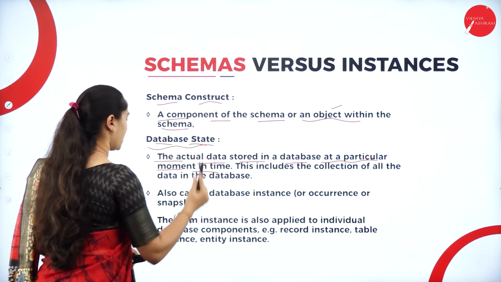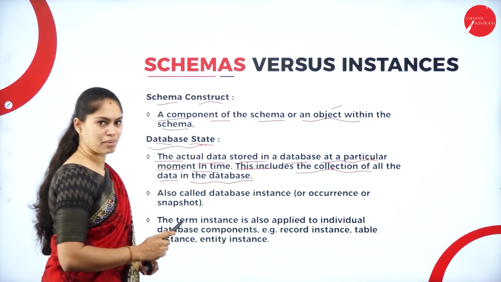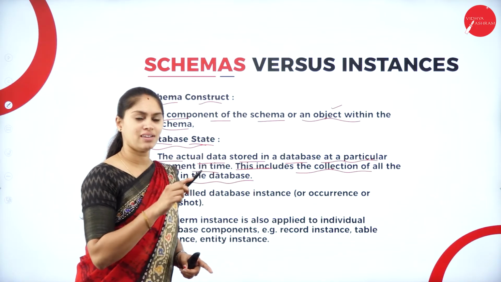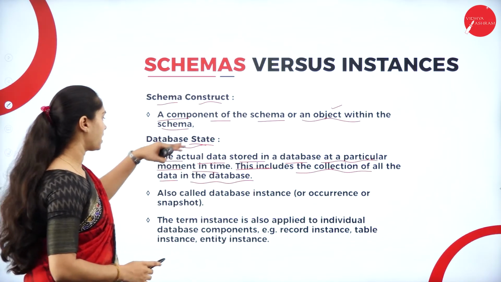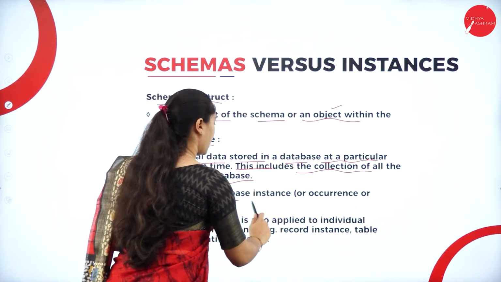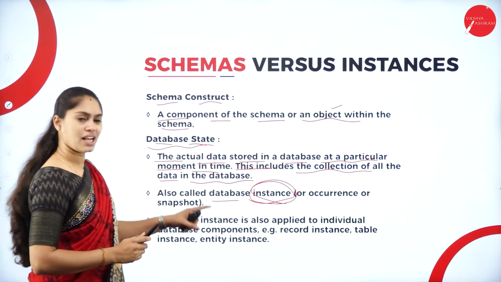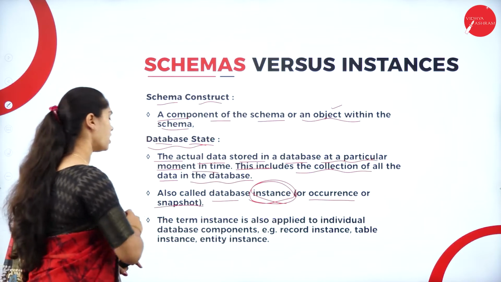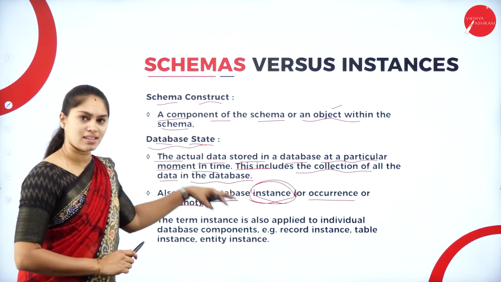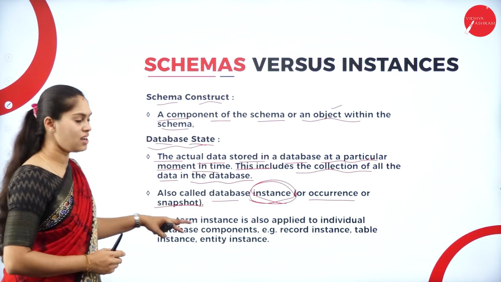We'll see the next definition. As we all know, the database state includes the collection of all the data in the database. As I showed in the example, that includes the collection of all the values in the database. That will be considered as what? Database state. And we also call that a database instance. Remember, we call that a database instance or occurrence or snapshot. So we have synonyms for database state: either an instance, an occurrence, or a snapshot.